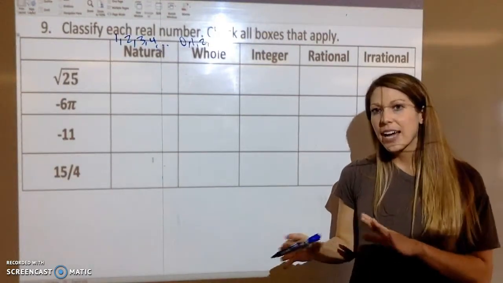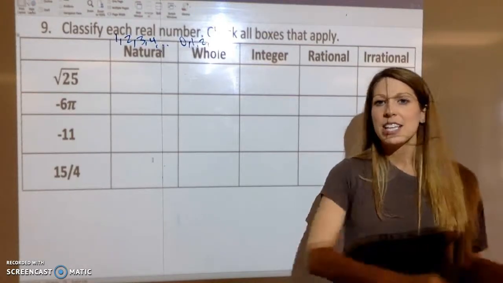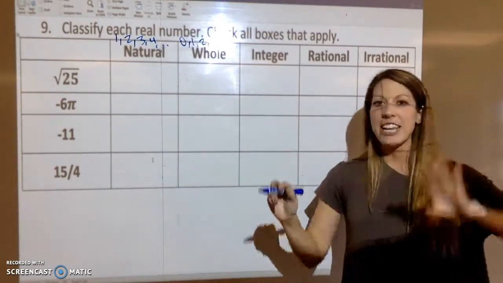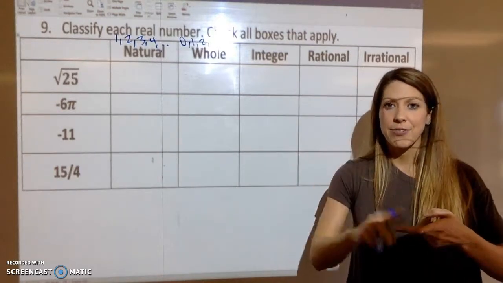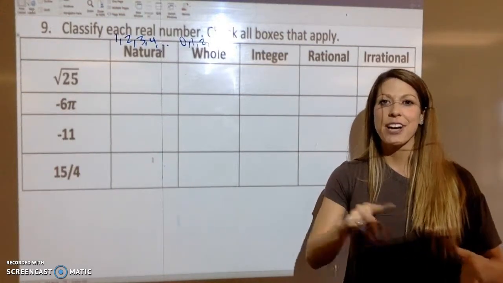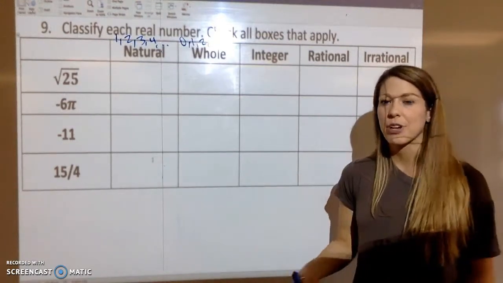So now that we've got a 0 included, now we've got to include our negative numbers. So your integers are all your negative whole numbers, basically. So like -5, -4, -3, -2, -1, 0, 1, 2, 3, 4, 5, and on and on and on, and so forth.